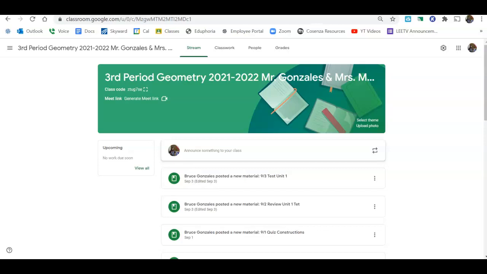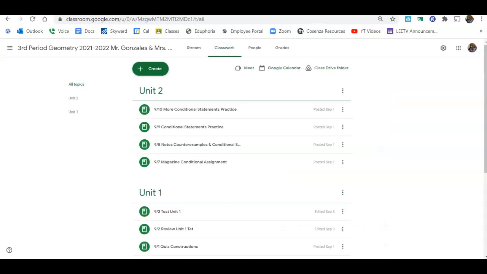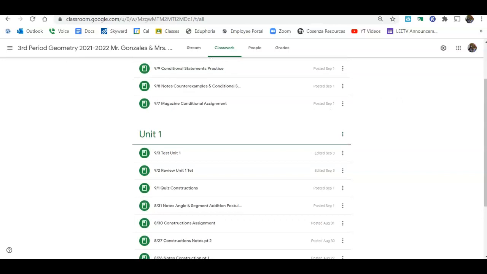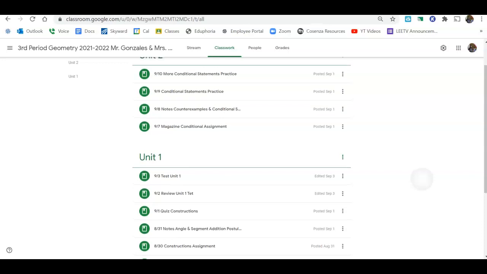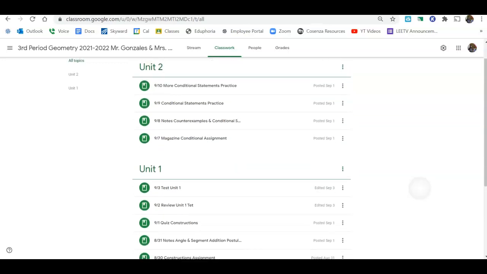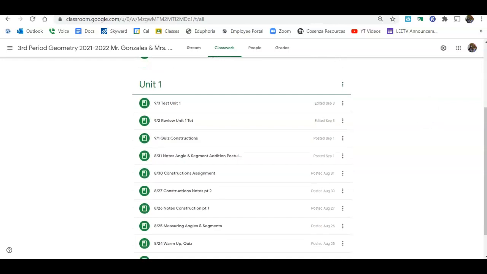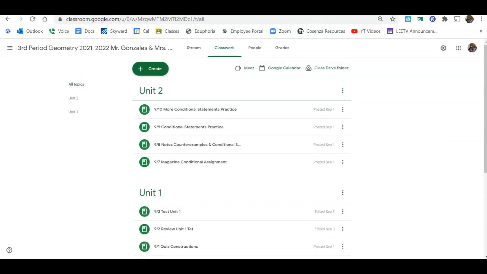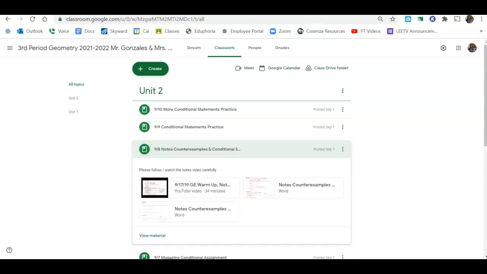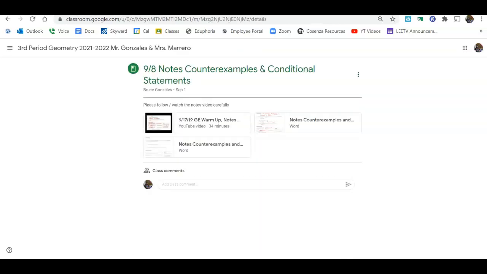If you go into your Google Classroom, this is what it looks like. If you miss a day, or if for some reason you're out for a week or more, this is where you're going to get all your work. Every single day it tells you what we're doing. If you don't understand converse, inverse, contrapositive, conditional statements, 9/8 says notes, counterexamples, and conditional statements. Now let's open this up.